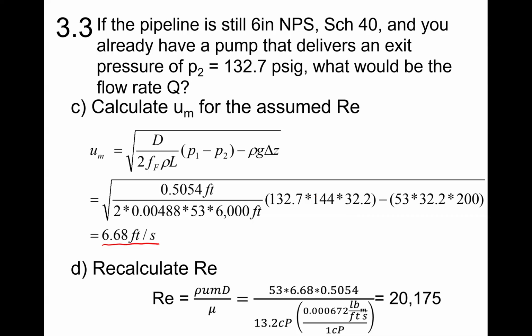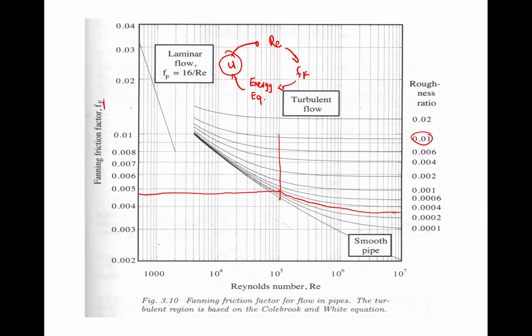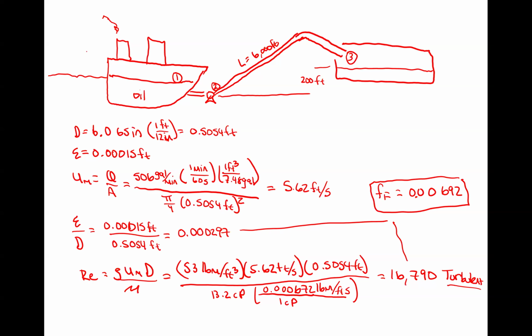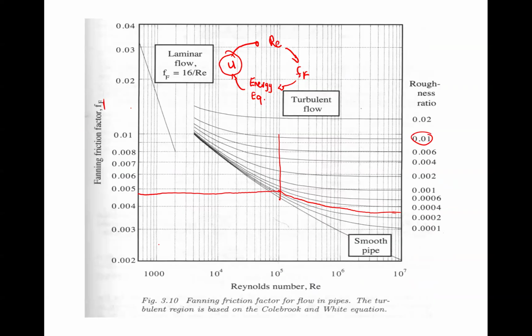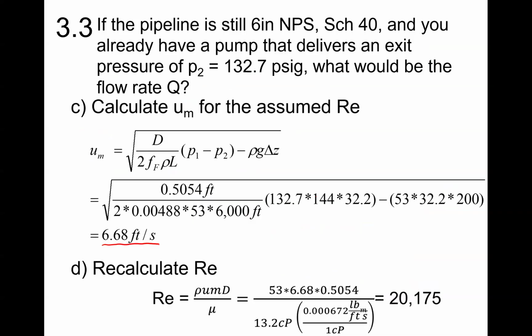6.68 feet per second. Now, if you go back to our previous problem, you remember that our velocity should be 5.6. So even though our Reynolds number was off by a factor of 5, our velocity is not really that off, right? It is just off by about 20, 30%. So now with this new velocity, I now recalculate our Reynolds number. And we get 20,175. Much better, right? Much closer to where we're supposed to be.